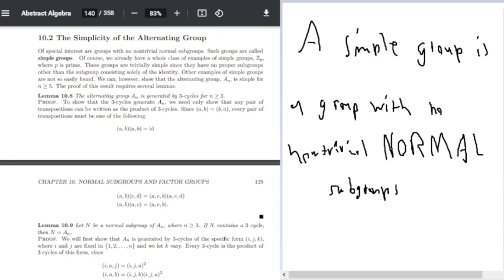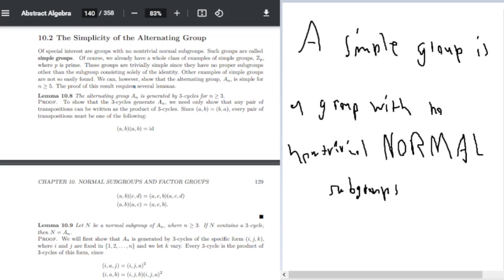Of course, we have already seen a whole class of simple groups, Z sub p, where p is prime. These groups are trivially simple, since they have no proper subgroups other than the subgroup consisting solely of the identity. Other examples of simple groups are not so easily found. We can, however, show that the alternating group A sub n is simple for n greater than or equal to 5. The proof of this result requires several lemmas.